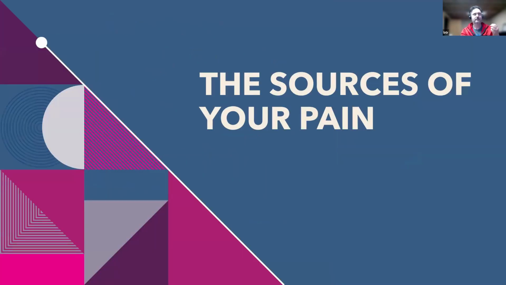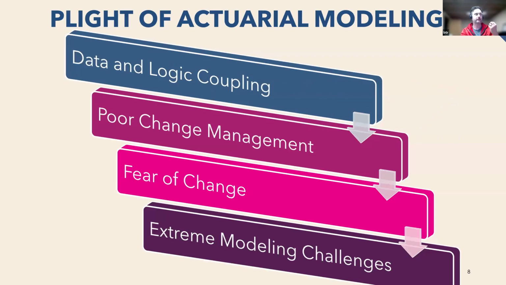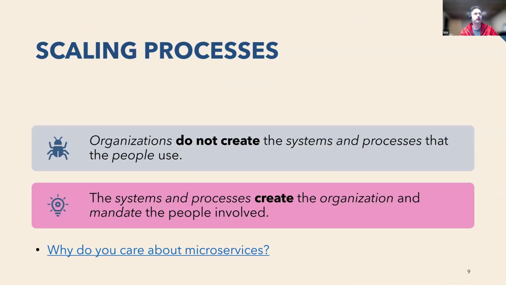So let's see what the sources of pain are and why we cannot innovate. Basically, data and logic coupling leads to very poor change management, which leads to a fear of change, which is where our extreme modeling challenges come from. Okay, so here's something that we must understand: our models are like black holes.